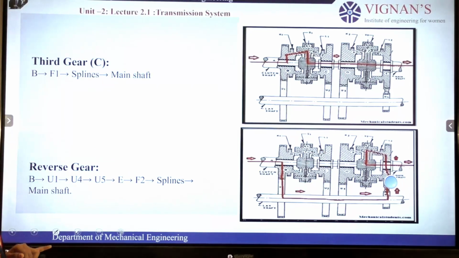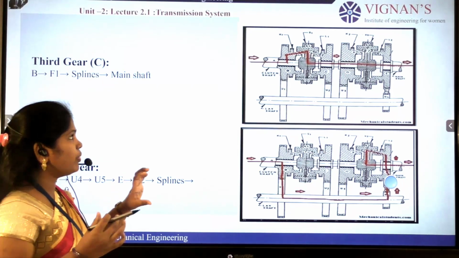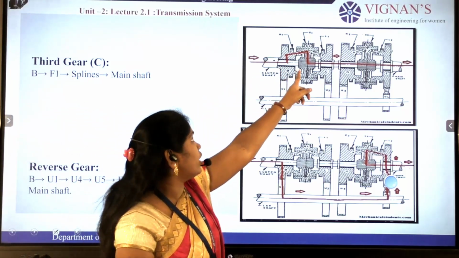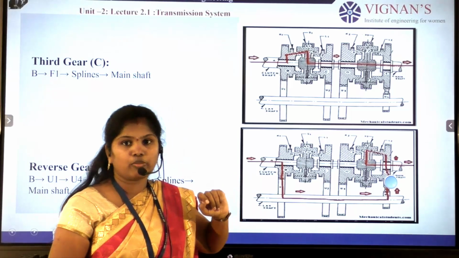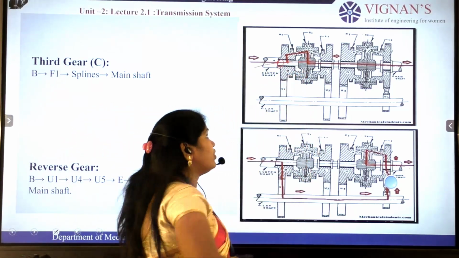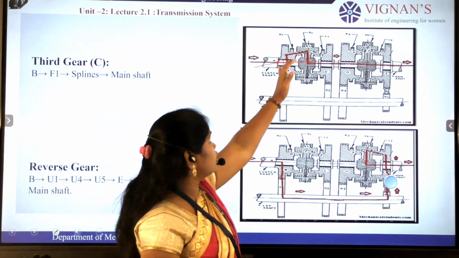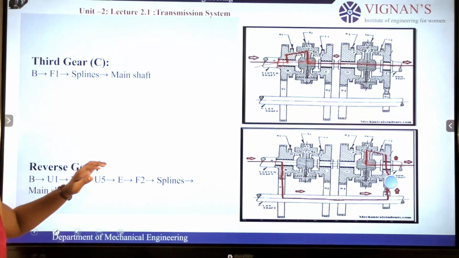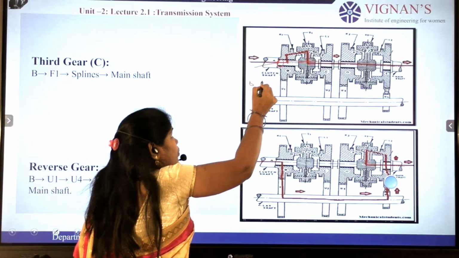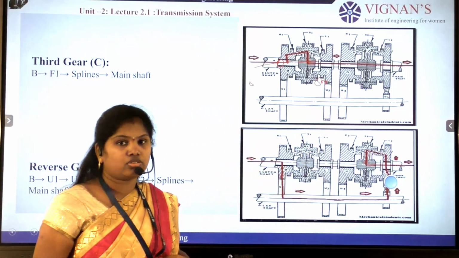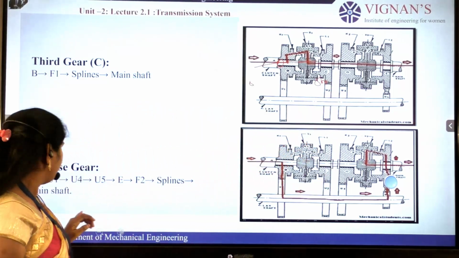Next, third gear. In the third gear, the main shaft and input clutch shaft, these two are engaged with the help of the synchronous unit. The power is directly transferred. The same speed we get at the input will transfer to the main shaft. So here we have 500 rpm. The same 500 rpm will reach the main shaft also. So these two speeds are the same.